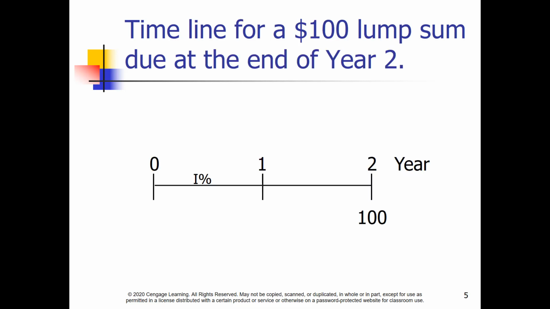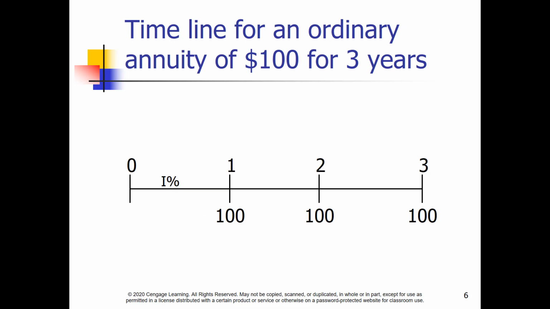As the mini case asks, this shows the timeline for $100 to be received in 2 years when the discount rate is I%. The diagram makes it clear that to find the present value of the $100, you need to discount it back 2 periods. In this case, the timeline shows an annuity of $100 to be received every year for 3 years. If we were to show this timeline generically, the $100 would be replaced by PMT, payment.